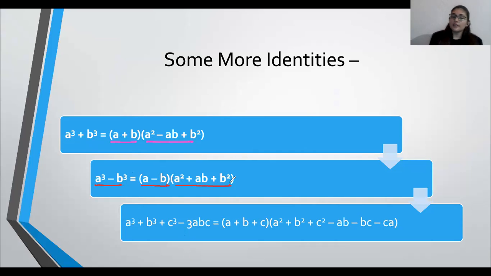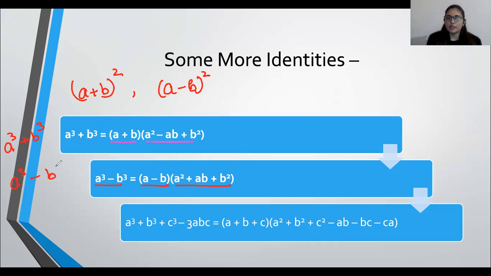Earlier we understood identities which were in the form of squares. Now we are understanding identities where a cube is present, like a cube plus b cube and a cube minus b cube.